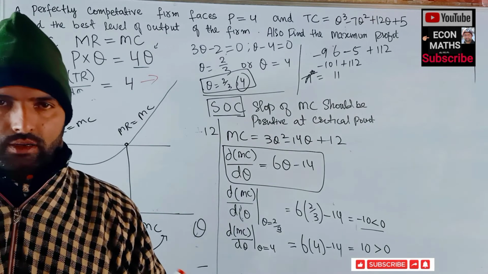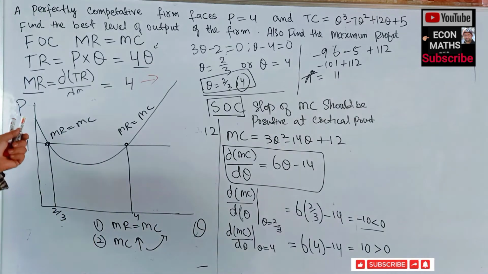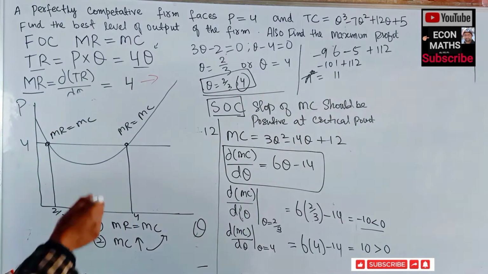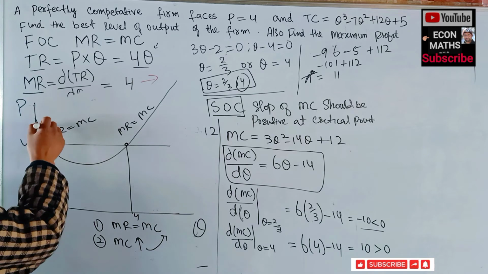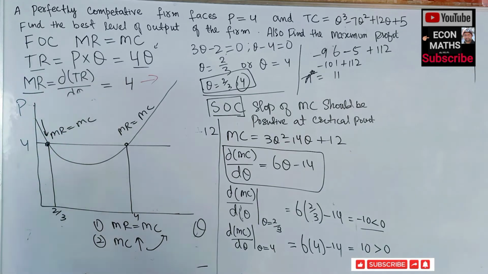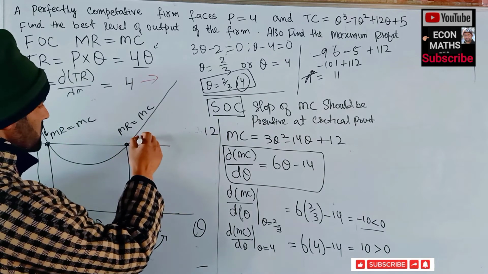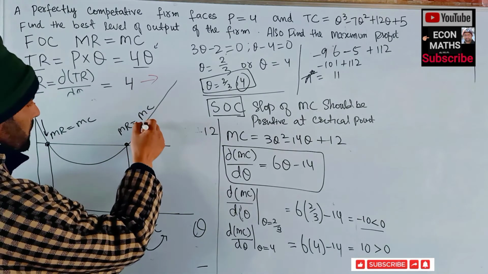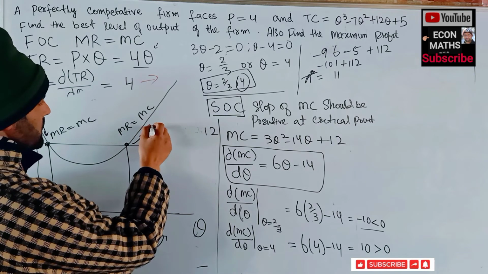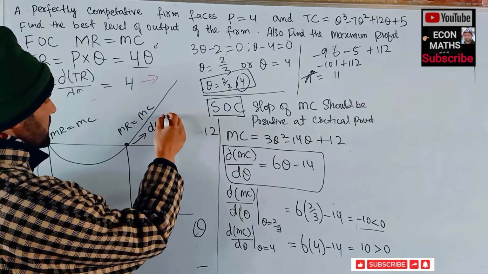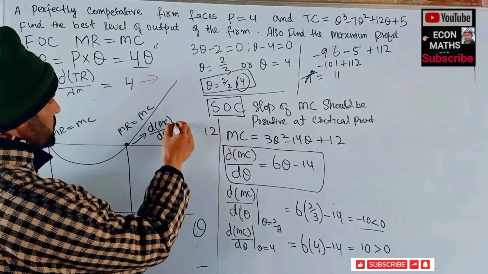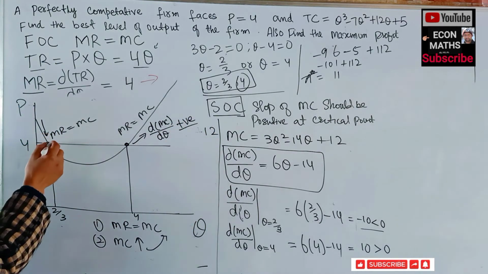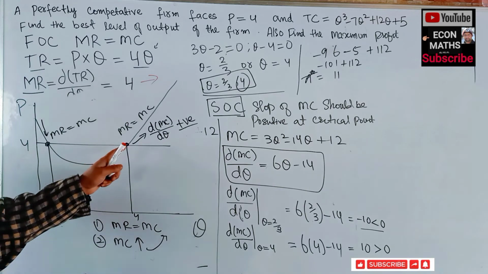But the second order condition requires that at the equilibrium point, marginal cost should be rising. That is where these intersect. Here we can see marginal cost is falling. At this point we can see marginal cost is rising. That means at the equilibrium point, the slope of this curve should be positive. Here the slope is negative, and here the slope is positive.